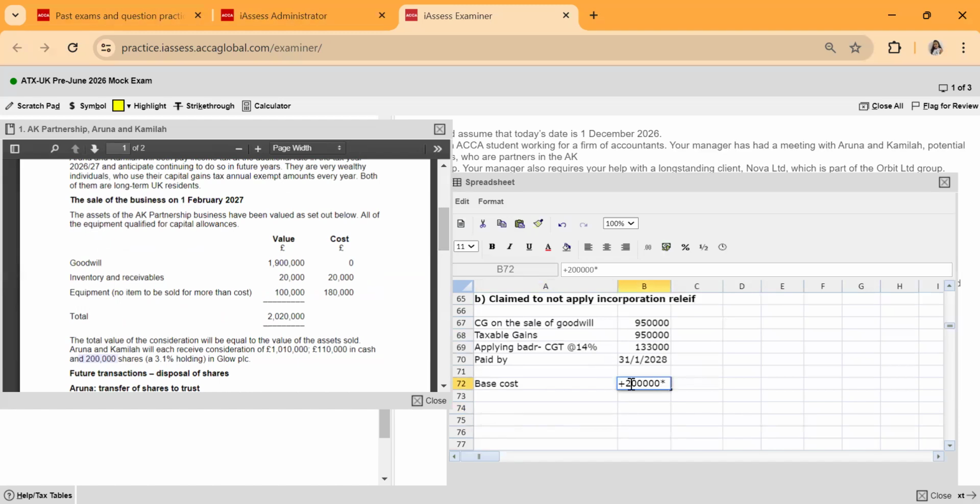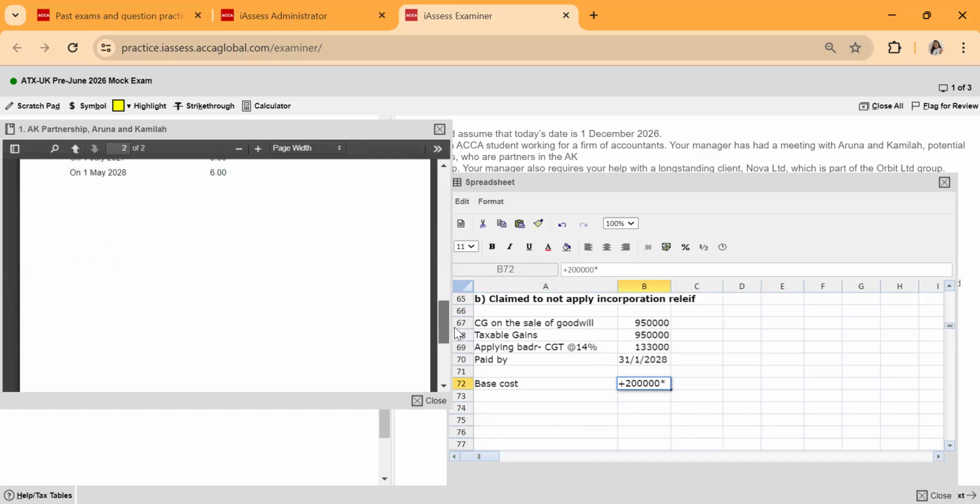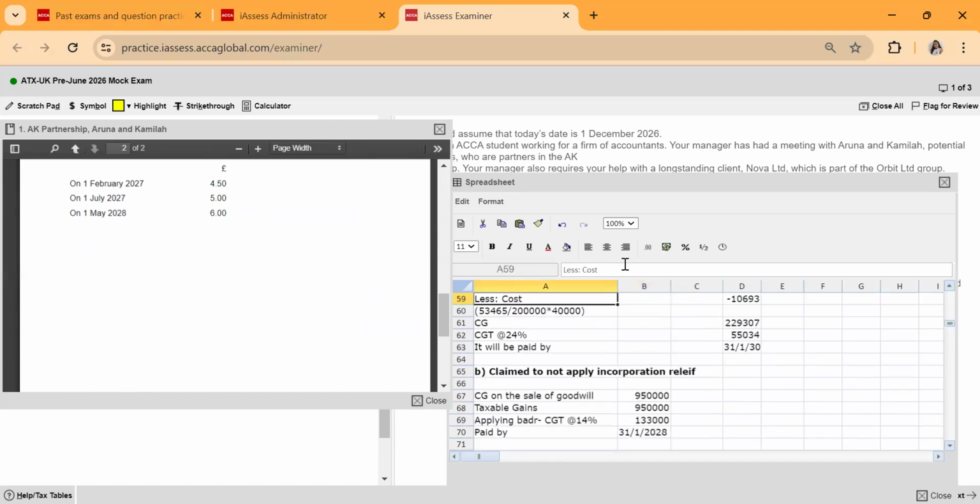2 lakh multiplied by what is the rate on 1st February 27? On 1st February 27, the rate is 4.5 multiplied. And that becomes the base cost. That is the market value of the shares, right? That is how we take it. So 900,000 is the base cost of the shares. Clear? Now let's calculate for the gift of shares also.